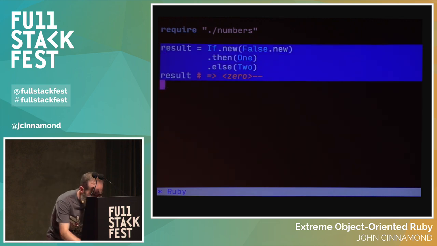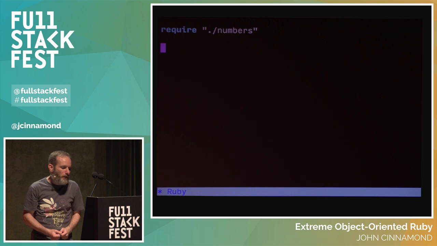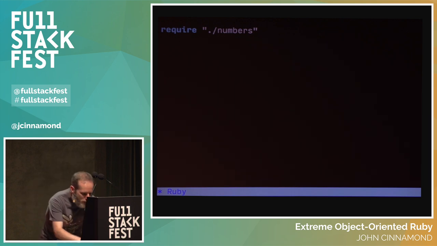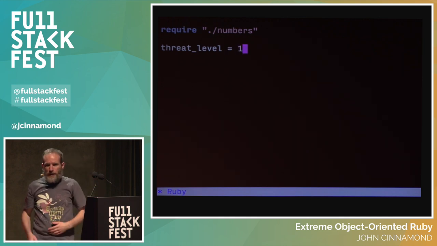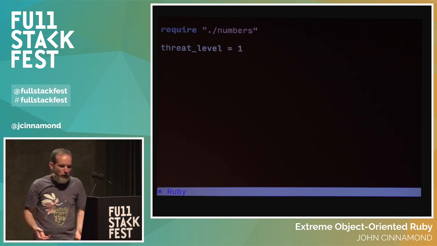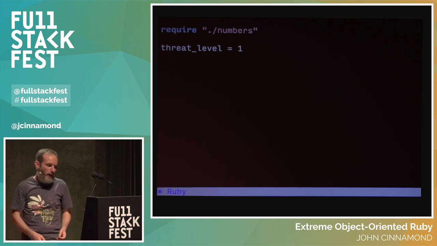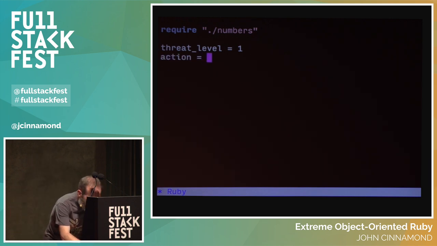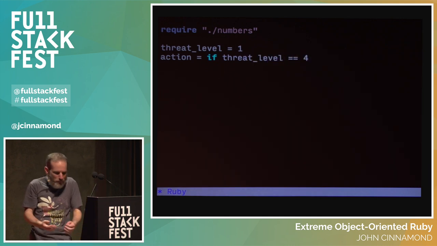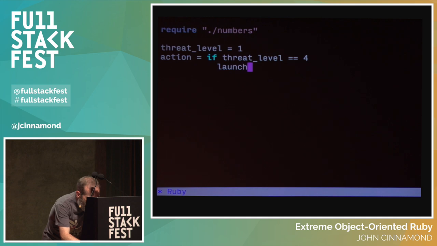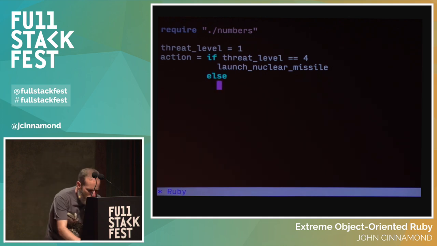It's a bit of a problem. And to see this, I'm going to write a slightly longer piece of code. Imagine we've got some code, and inside it, we're storing something called a threat level. And during the execution of our code, this gets set to the value 1. Now, based on the threat level, we want to decide some kind of action to take. So you might say, okay, our action is equal to, well, if the threat level is equal to 4, then we're going to launch some kind of preemptive strike. So we'll launch a nuclear missile. Bit extreme. Otherwise, well, this is a pretty crude piece of code. Actually, we'll do nothing. We'll just take no action.